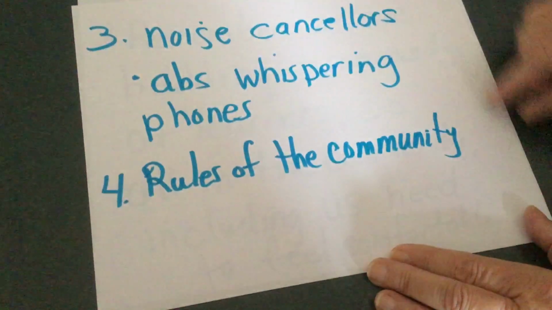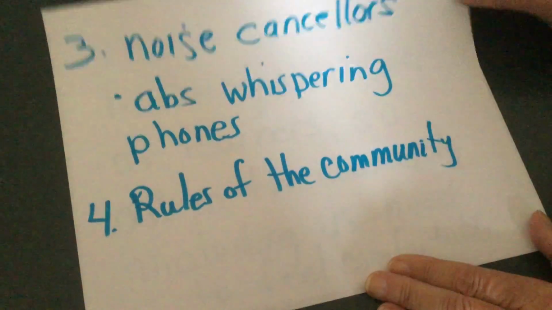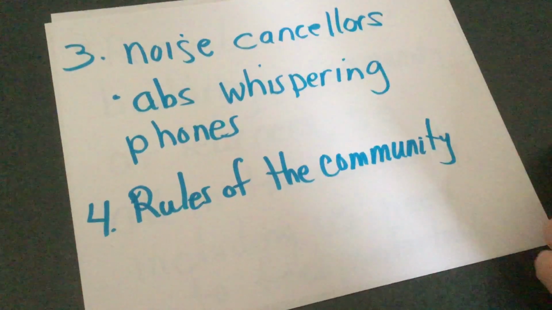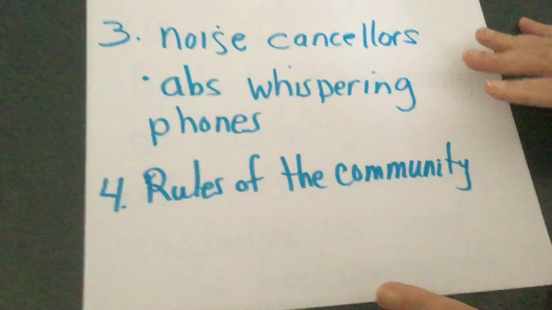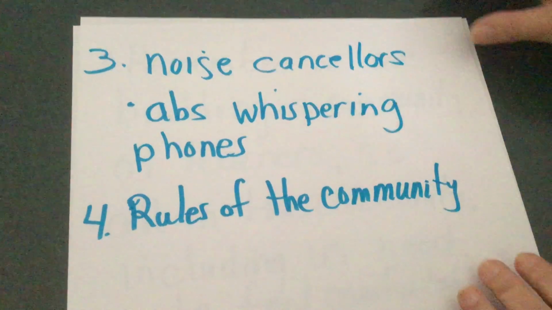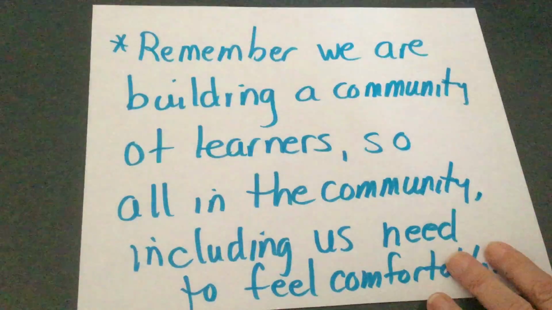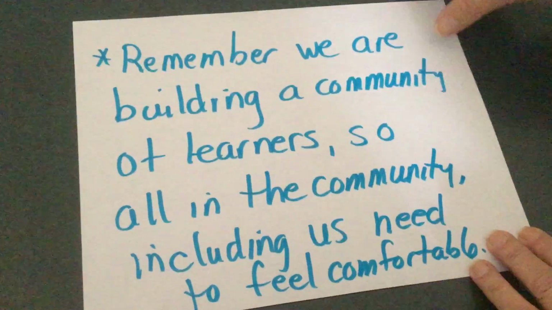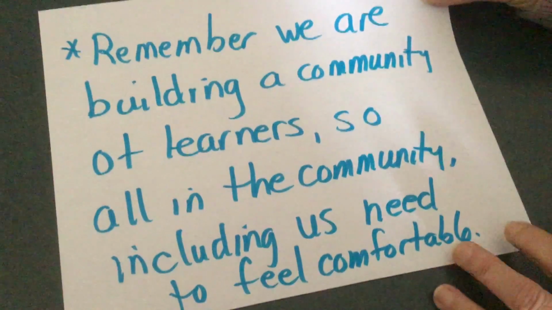The fourth idea we've talked about already is establishing rules in the classroom. And this helps us deal with Jordan's question, which is if, as you all agree in the classroom, that there's going to be a certain amount of movement, a certain amount of talking, etc., then your accommodations will be controlled by that. Remembering, we are building a community of learners so that all in the community, including us, need to feel comfortable.